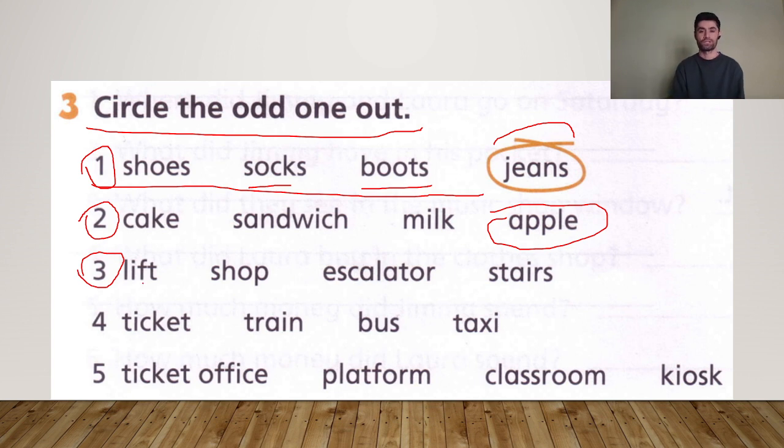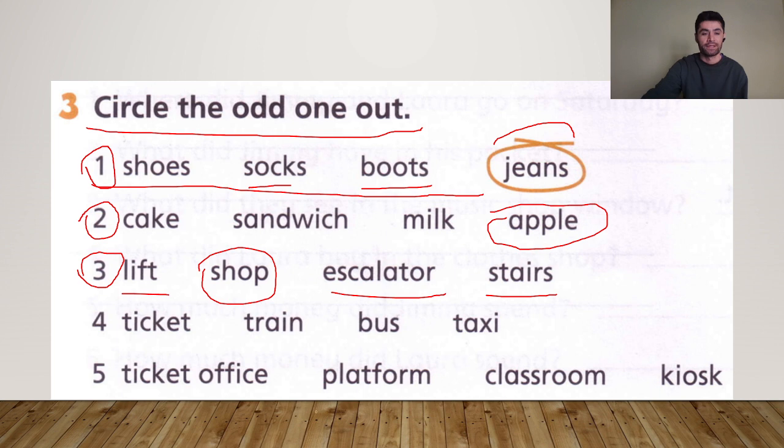Next, number 3. How about here? Which word do you think is the odd word? So that's correct. Very good. The shop is the odd word here, right? Because lift, escalator, stairs are the type of things that take us, for example, from floor to floor. But shop is a different word. Shop is a place where you go to buy something, right?